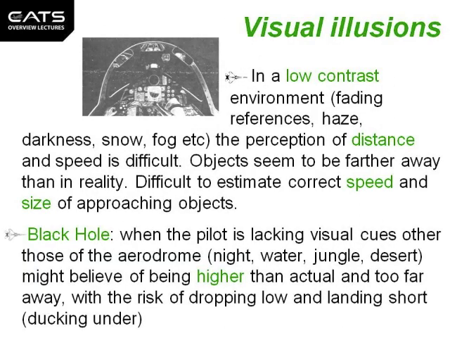Here are some illusions which really occur in aviation. In a low contrast environment, for example fading visibility, haze, darkness or snow, fog, the perception of distance and speed is difficult. Objects seem to be further away than in reality, and it's difficult to estimate correct speed and size of approaching objects. The black hole effect is when the pilot is lacking visual cues other than those of the aerodrome, for example at night, over water, jungle or desert. The pilot may believe that he's actually higher and too far away, with the risk of dropping low and landing short.